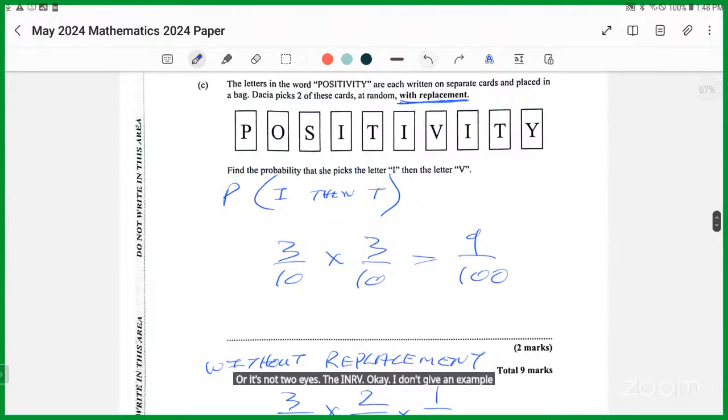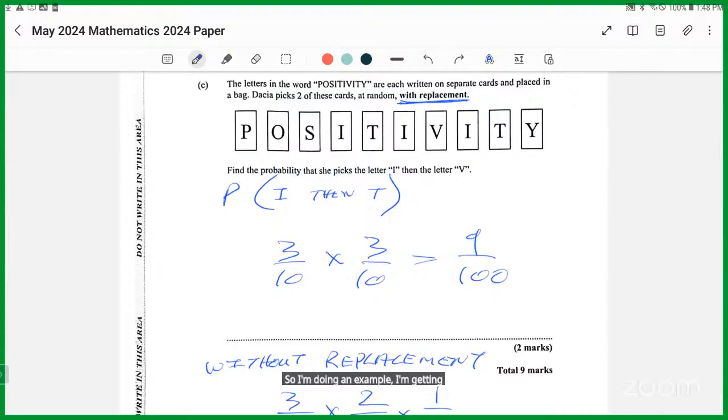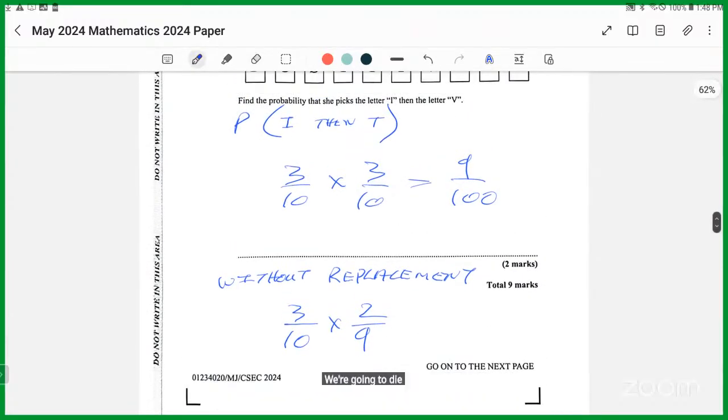I just gave an example. I remember I want to discuss this a little bit. So I'm doing an example of getting 2 I's here. We're going to do the actual question afterwards. So this will be 9 over 100 for 2 I's. I'm just using the I's as an example. You get me? With replacement versus getting the 2 I's without replacement. We're going to do the I and the V with replacement and without replacement as well.